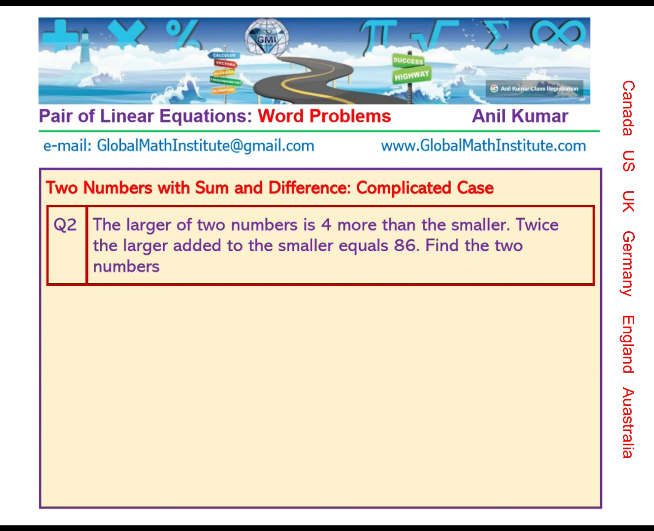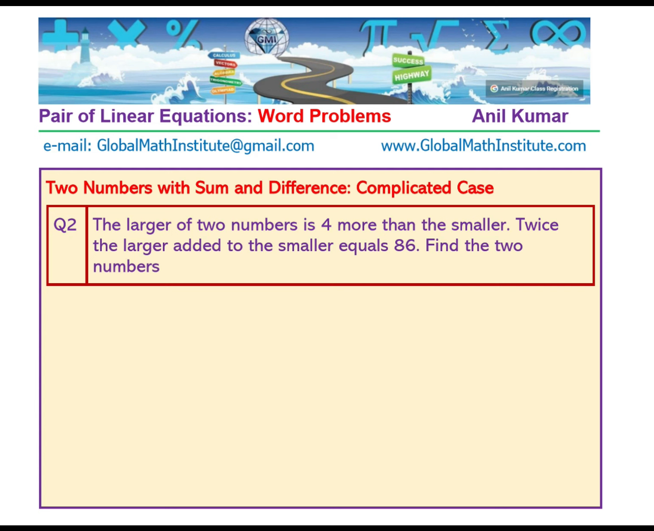Similar type: the larger of the two numbers is 4 more than the smaller. Twice the larger added to the smaller is 86 this time. Find the two numbers. So the idea of having a similar question is, if you have understood this strategy, pause the video and answer. If not, try to understand once again.